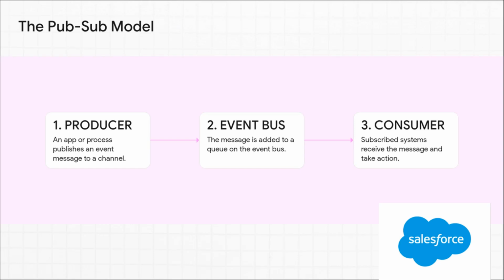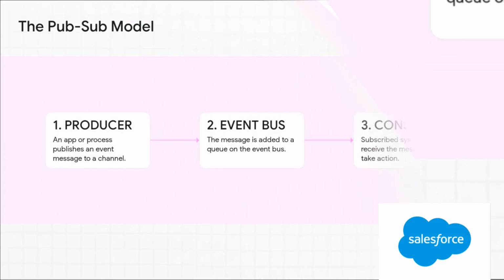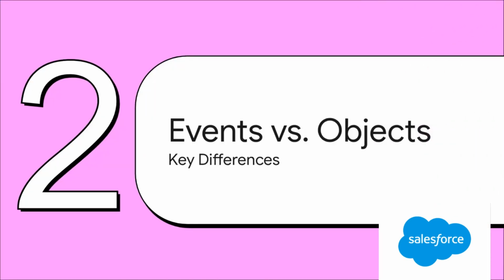Second, that event message travels along the event bus. And third, any number of consumers that have subscribed to that channel receive the message and then they can take their own independent actions. The producer has no idea who's listening, it doesn't care, it just fires the event and moves on.